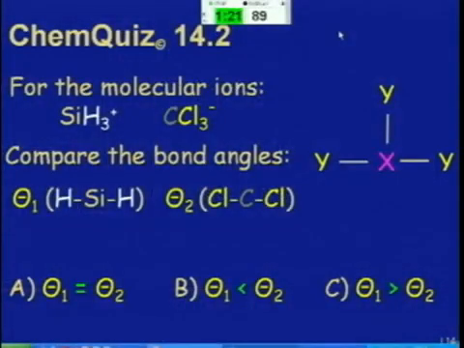This one you need to know, okay, what kind of shapes you have. You're not going to get this in the exam. You need to know what. Yes, ma'am.